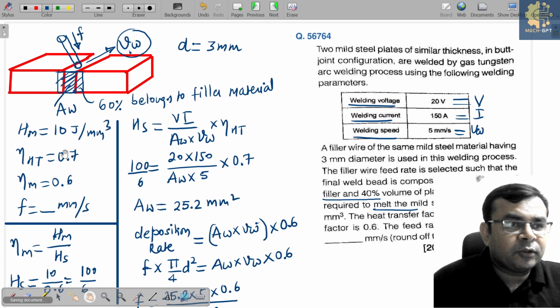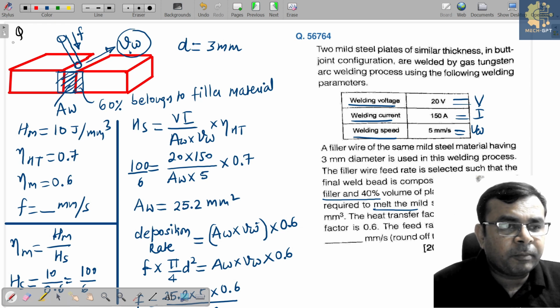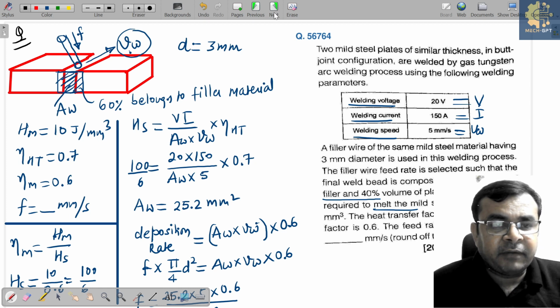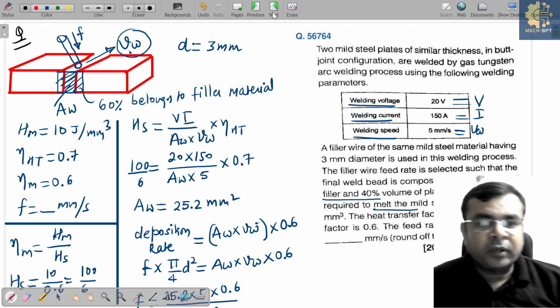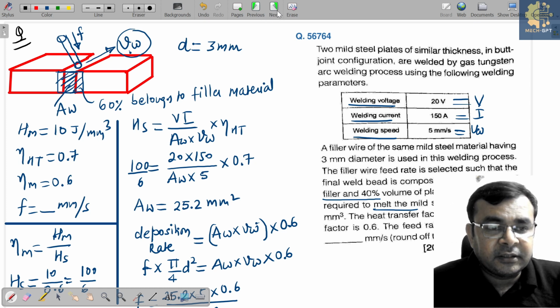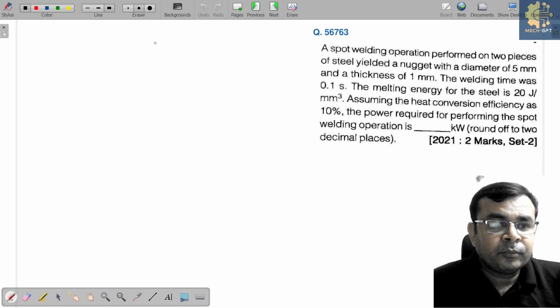So this is a very nice question. And if you do more and more practice, then you will be able to solve this kind of question. Otherwise, during the exam and exam temperament, it is very difficult to handle such types of questions. Correct? Okay, so let's see another question.